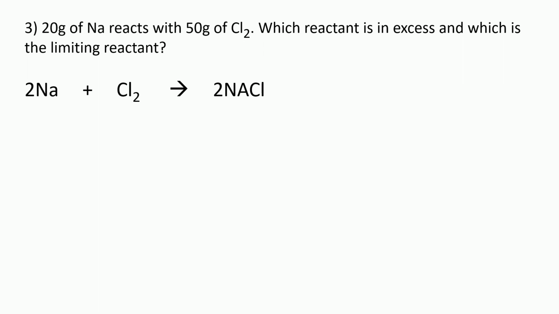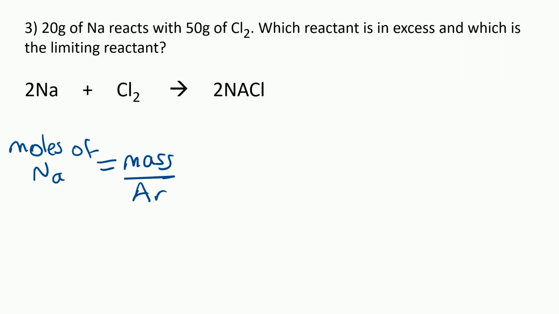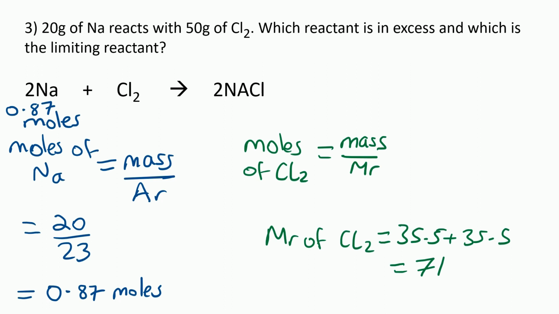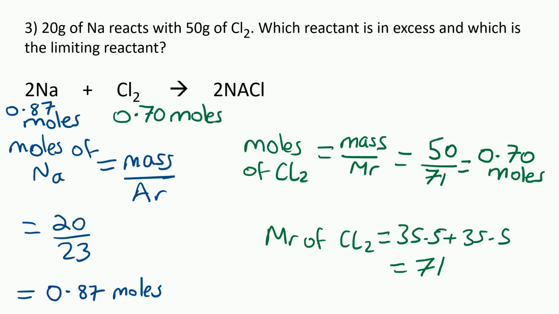So first we work out the moles of Na, doing mass over Ar, and that comes to 20 over 23, which is 0.87 moles. We then do the moles of Cl2, which is mass over Mr, and the Mr is 71, so that in the equation becomes 50 over 71, which is 0.70 moles. Now in this one, it's quite tempting to say that the chlorine is the limiting reactant because there's less of it. There's only 0.7 moles.